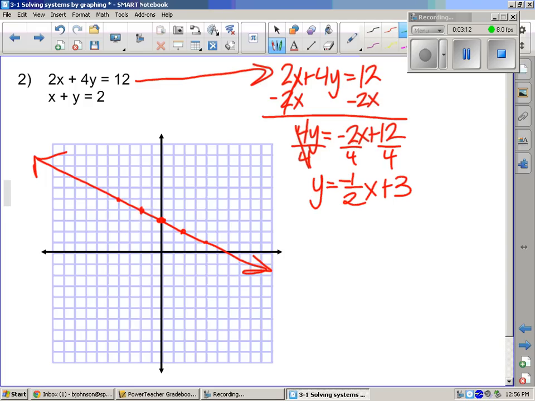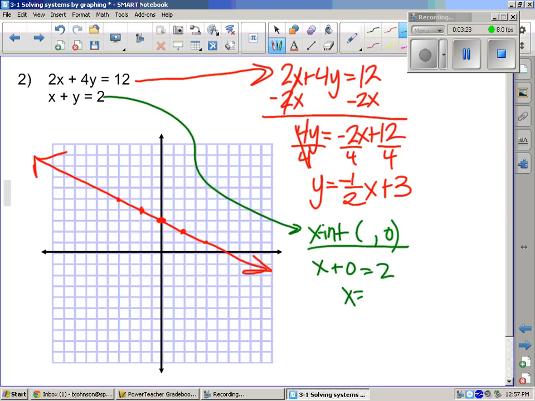Some of you would probably rather find the intercepts. So for the second line, I'm going to do it that way. Remember, to find the x-intercept, you put a 0 in for the opposite letter. So we would replace the y value with 0. I'd end up with x plus 0 equals 2. Therefore, the x-intercept happens at 2, 0. That's right there. Then I'll do the same thing to find the y-intercept, only we're going to put a 0 in for the opposite letter. This time it's going in for x. So 0 plus y equals 2. Y-intercept is also going to be at 2.